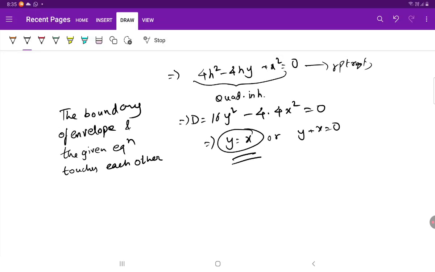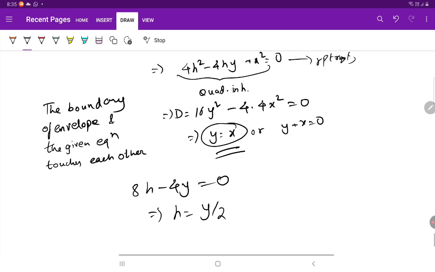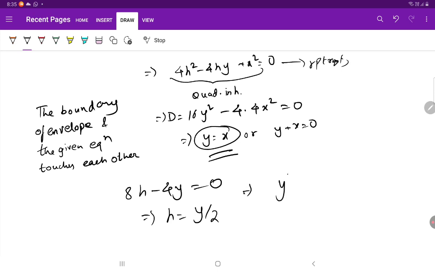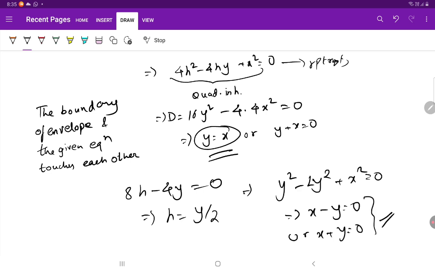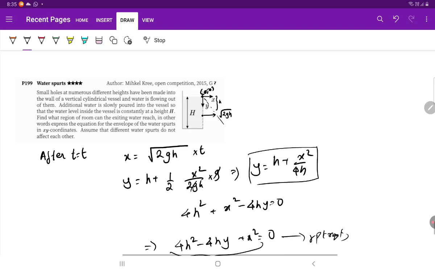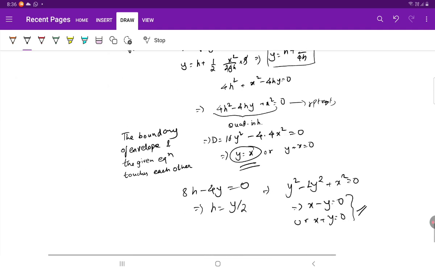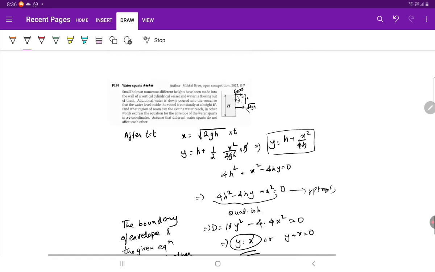Now to do this, we'll differentiate this equation with respect to h. Here we'll get 8h minus 4y equals 0, so put h equals y by 2. Putting h equals y by 2, you will get y square minus 2y square plus x square equals 0. From here you'll get x minus y equals 0 or x plus y equals 0, and these two are the required solutions to the given problem. You can realize that my answer would basically be x equals y. So x equal to y is my answer to the given problem.